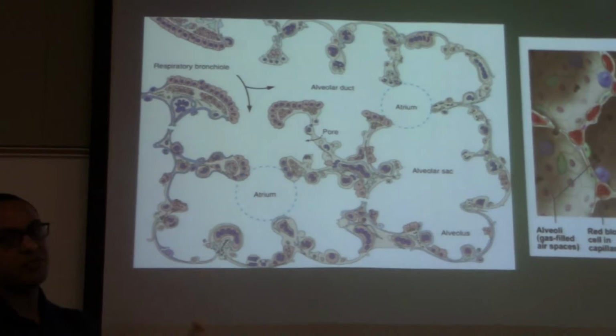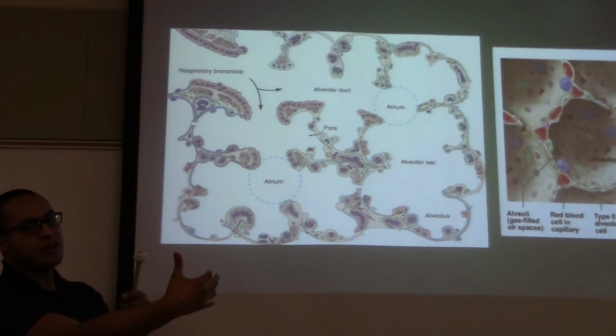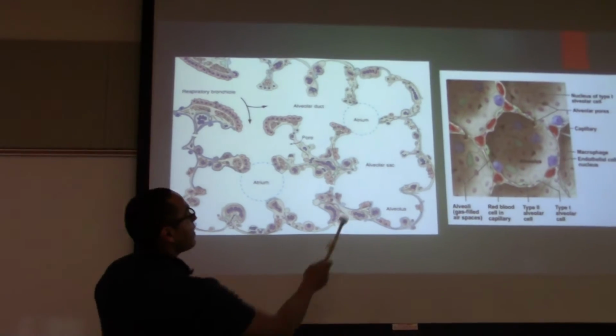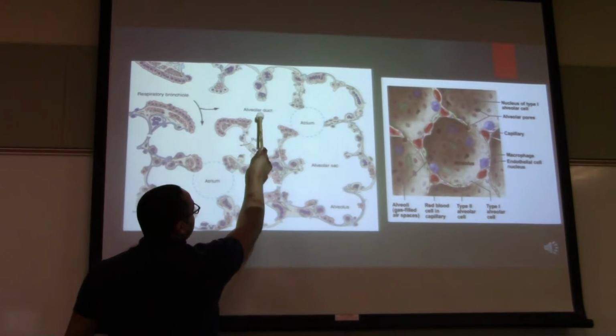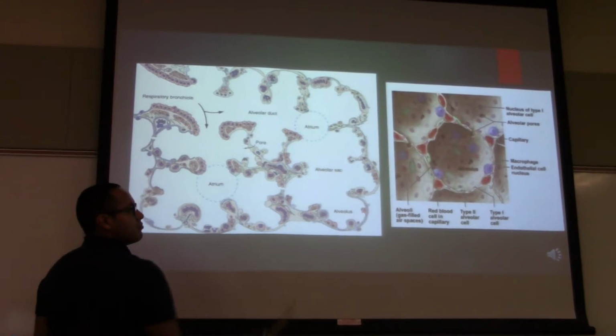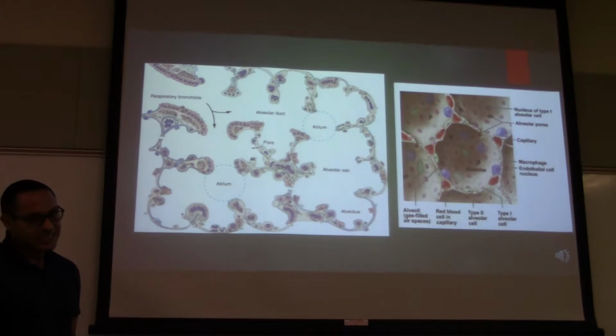So simple epithelium, that's where they're at. The air travels through the respiratory bronchioles all the way down, the duct here, and down there. That's where the gas exchange happens.